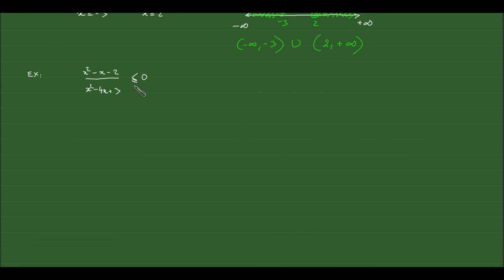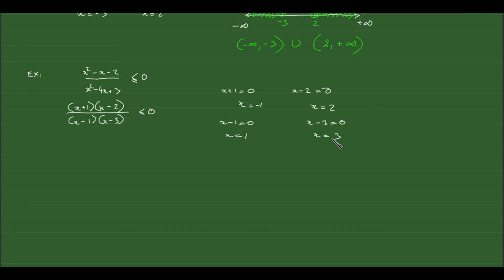This is not factored yet, so we go ahead and factor it out. We have (x minus 2)(x plus 1). At the bottom we have (x minus 3)(x minus 1). So we have a lot of values to put on the number line. x plus 1 equals 0, x minus 2 equals 0, x equals negative 1, x equals 2. We're going to put those on the number line, along with x equals 1 and x equals 3. So we have 4 of them.